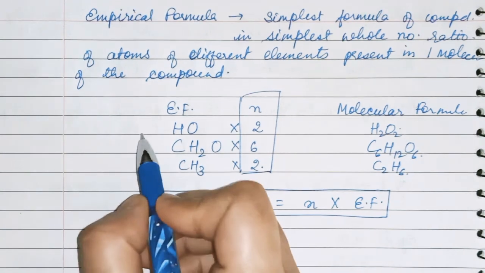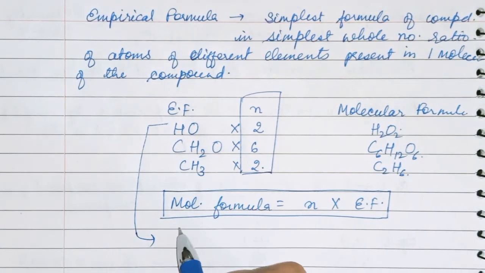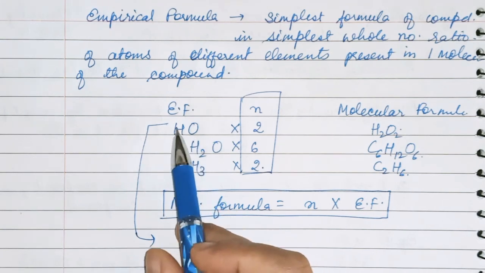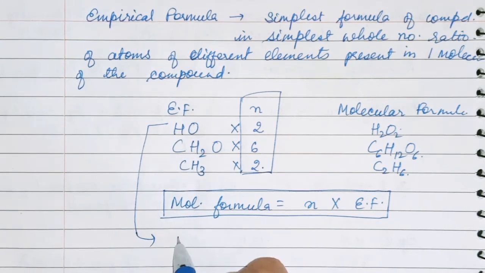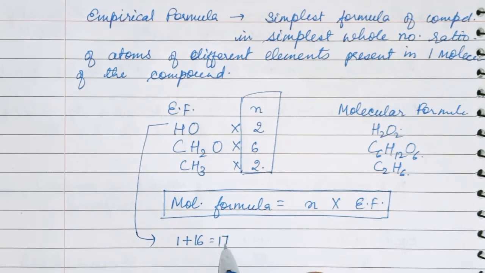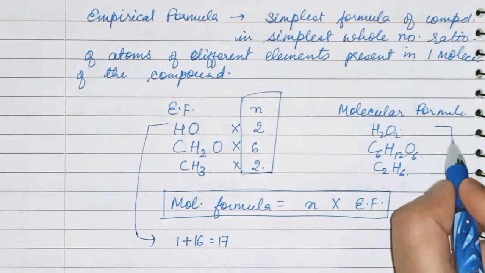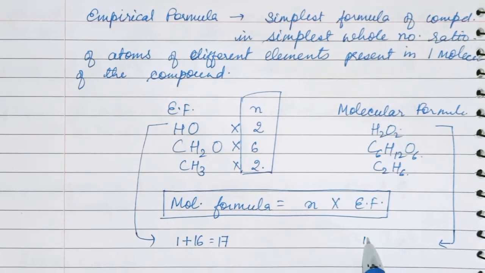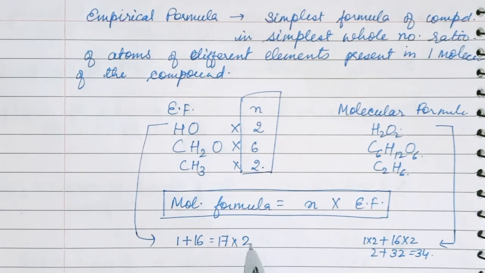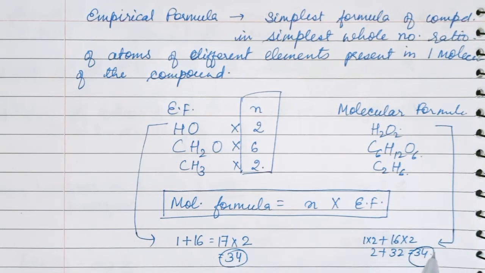One more thing you can conclude from this: the mass of this empirical formula is 1 plus 16, that is 17. And here this mass is 1 into 2 plus 16 into 2. So now what you are getting, 2 plus 32 is equal to 34, and after doing the multiplication with 2 you will get 34. Okay, so here also 34, here also 34.